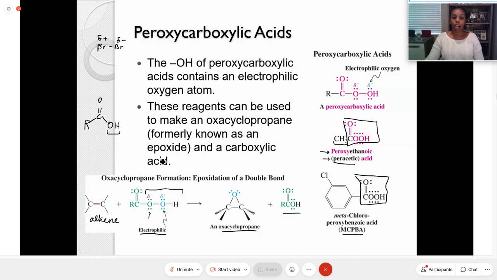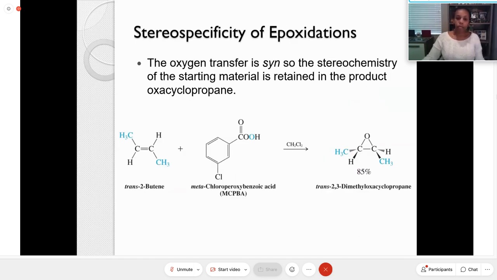Now, the old name for oxycyclopropanes was epoxides. We used to call them epoxides, so this is called an epoxidation, but really we call them oxycyclopropanes now. This reaction is a syn addition, meaning that the two bonds to oxygen are added to the same face of the alkene. Not one above and one below, but on the same face.